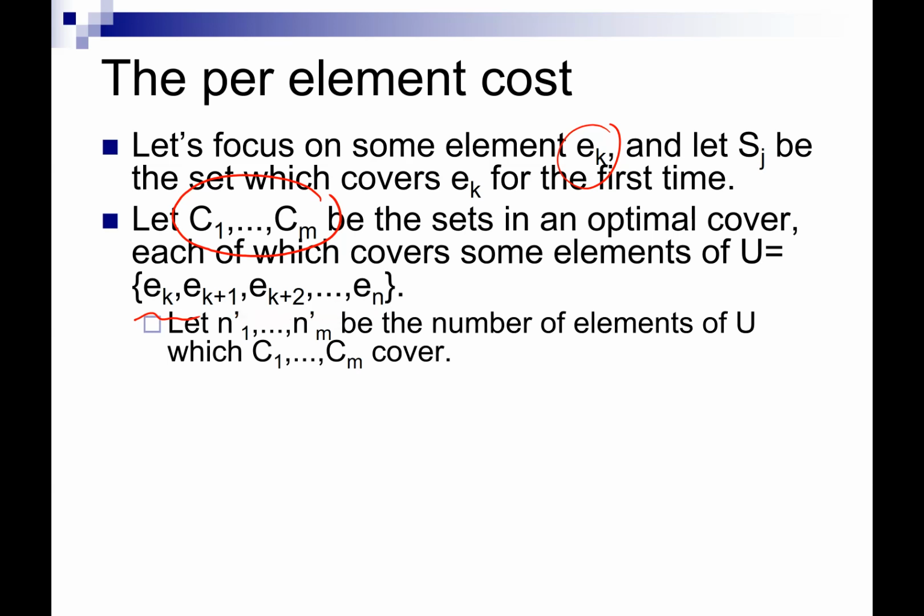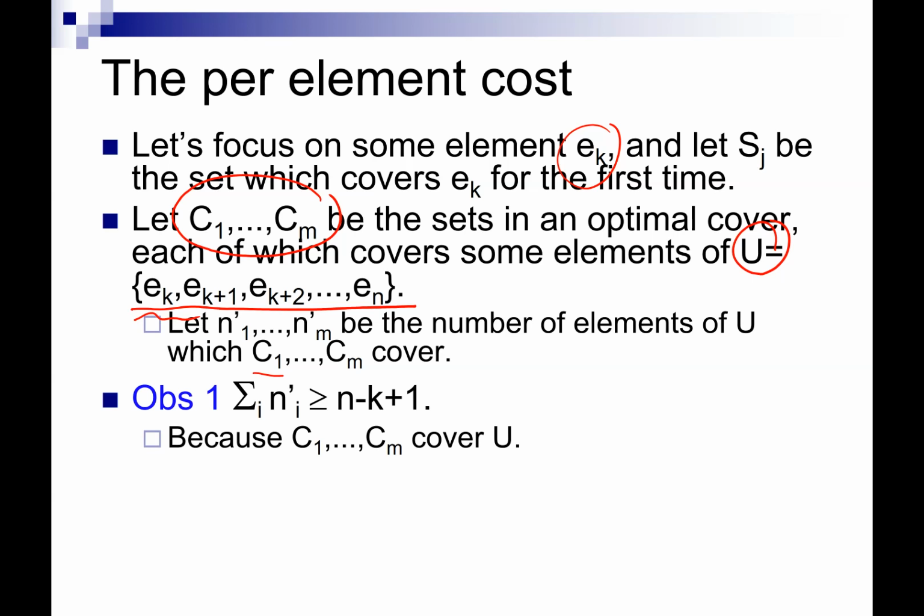And for each one of these sets, let's say that, for example, C1 covered n1 prime number of elements from this set. We're going to call this set U, and let's say that C1 covered n1 prime elements of U. And then we're going to define all of these ni primes this way. So nm prime is going to be the number of elements of U that Cm covered.